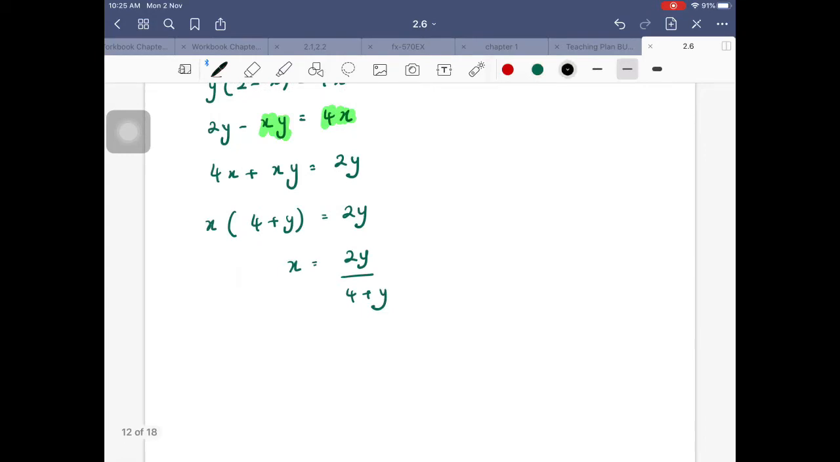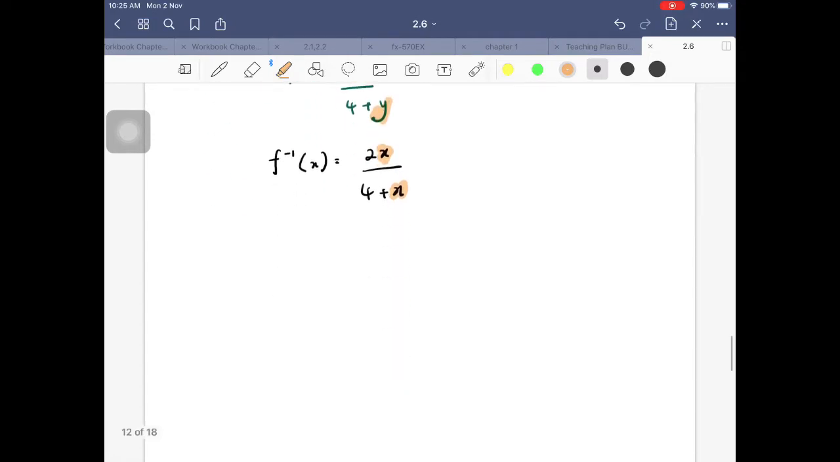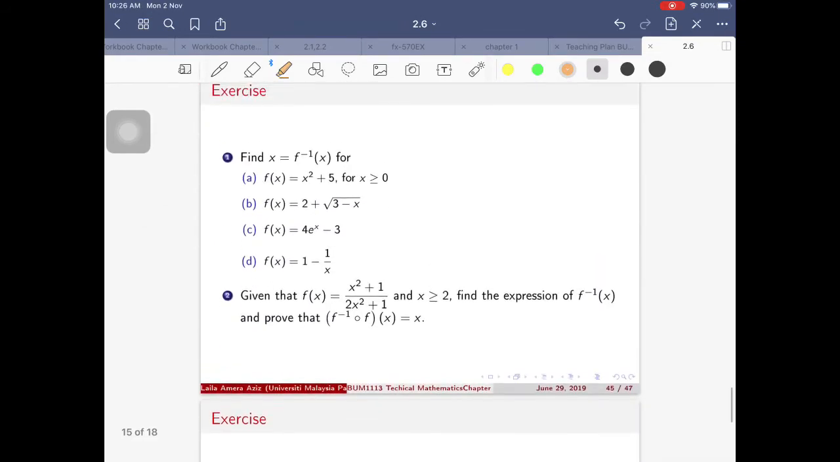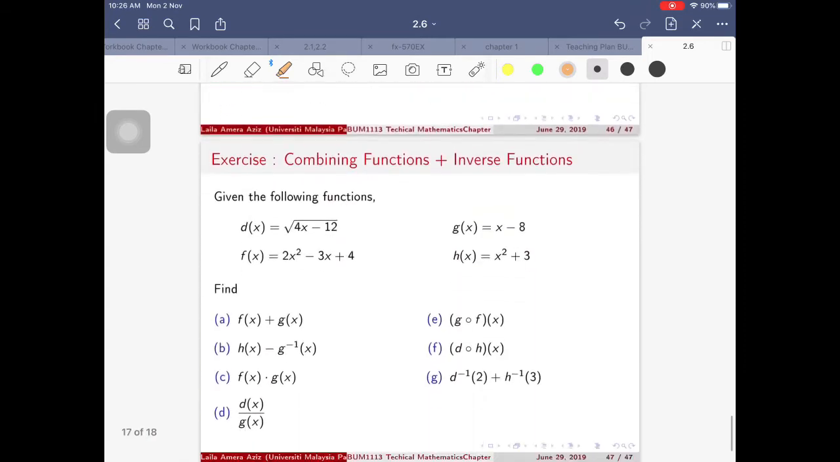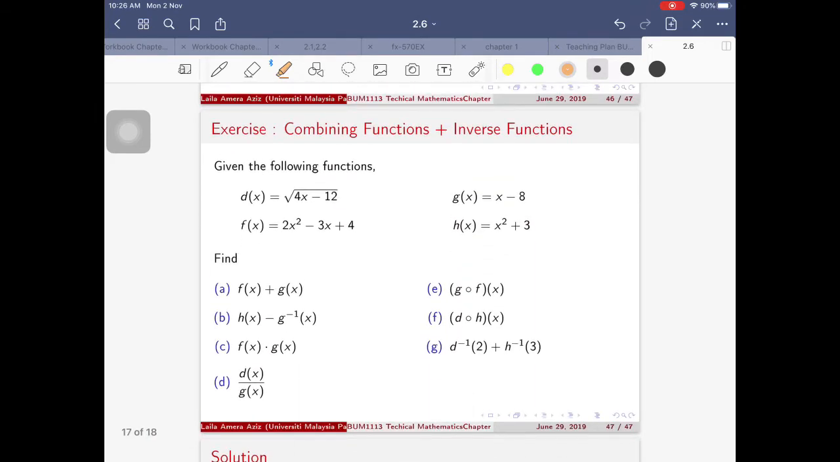And now we are almost done. I can write that my function f inverse of x is going to equal 2x over 4 plus x. Because we have two terms with y, both of them are going to be replaced in terms of x. So that is going to be the inverse function. Okay, so the idea is very simple, and I'm pretty sure that this is nothing new to you. What I would like you to do next is to try this exercise, and there are more exercises that I actually combine 2.5 and 2.6 as well. All right, so have a go at them, and if you have any problem, feel free to ask.